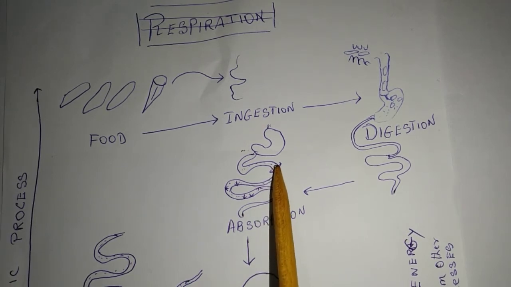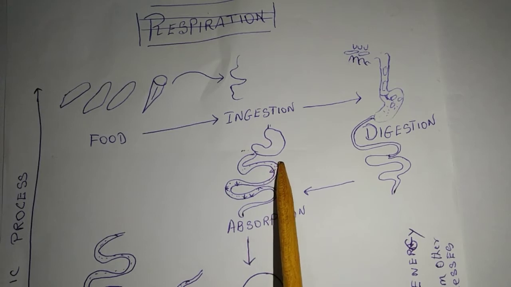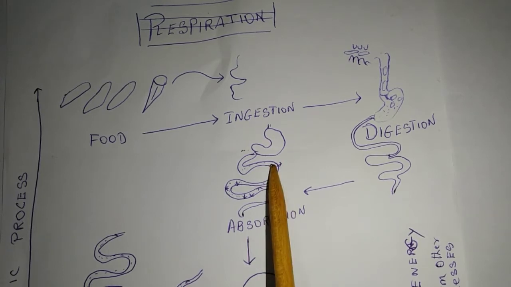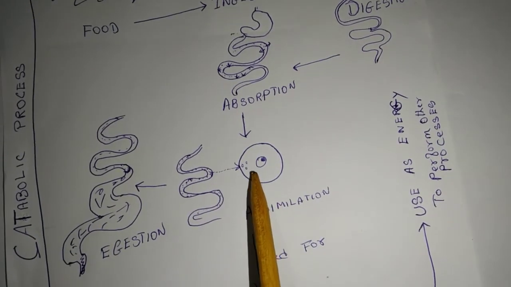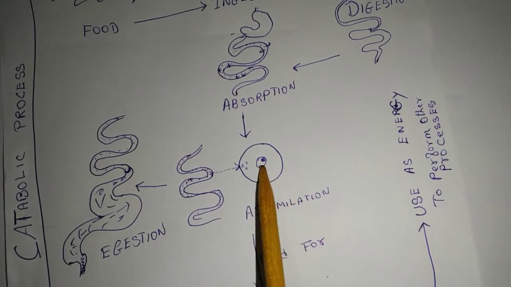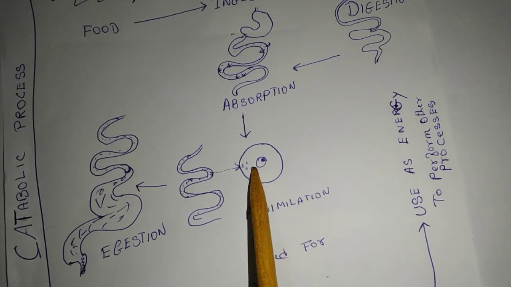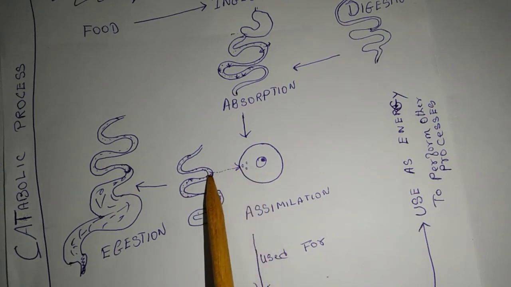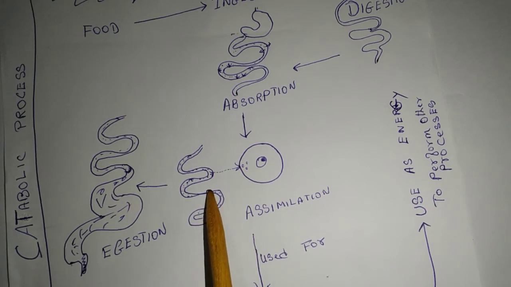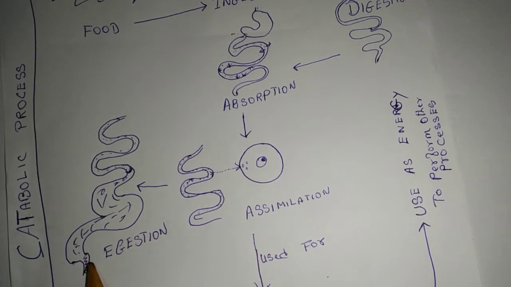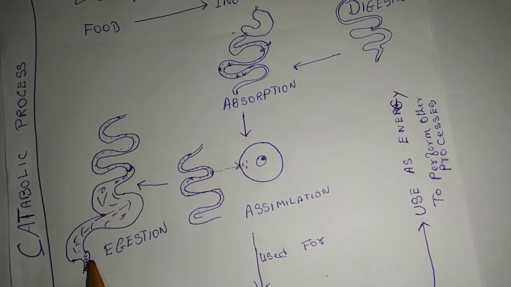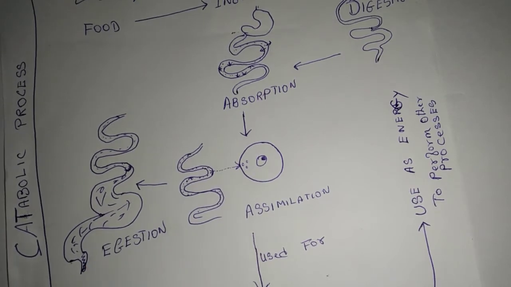You see the arrow here, through this wall, it is taken into the bloodstream, and the food particles pass through the blood into the cells. The food particles which are still in the small intestine are not useful anymore, and pass out into the large intestine, and then pass out of the body in the form of feces.